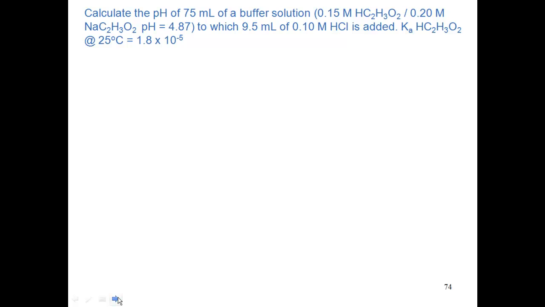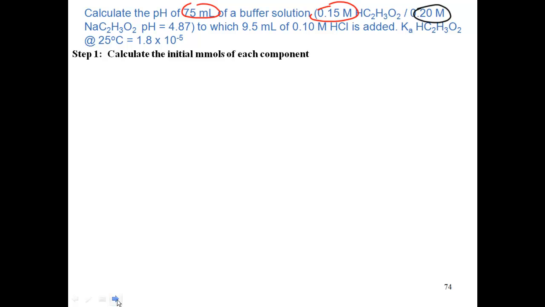So the first step is we're going to have to figure out the initial millimoles of each component. We said we're going to do that by taking the volume and molarity. If I want to figure out the millimoles of acetic acid, I'll take the molarity of acetic acid and multiply by the total volume. Remember, it's a buffer solution containing those components. That'll give me my millimoles of acetic acid. For sodium acetate, I'll take the molarity of the sodium acetate and the volume, and that'll give me my millimoles as well. And then last, I'll take the molarity of my acid times the volume of that acid, and that'll give me my millimoles.